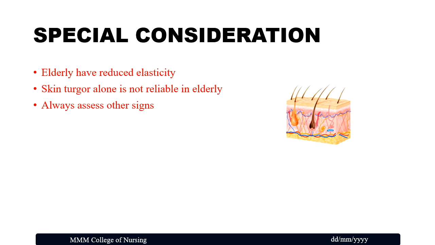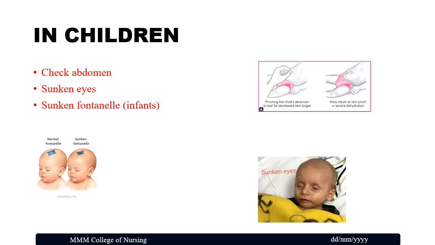Moving on to the special considerations. Who requires special consideration in this matter? In elderly patients especially, skin loses its elasticity naturally, so we should not depend only on skin turgor. Check other signs like dry mouth, low urine output, or also check the vital signs. Always assess the other signs also to rely on the elderly patient's skin turgor, whether they are hydrated or dehydrated. How do we check in children?